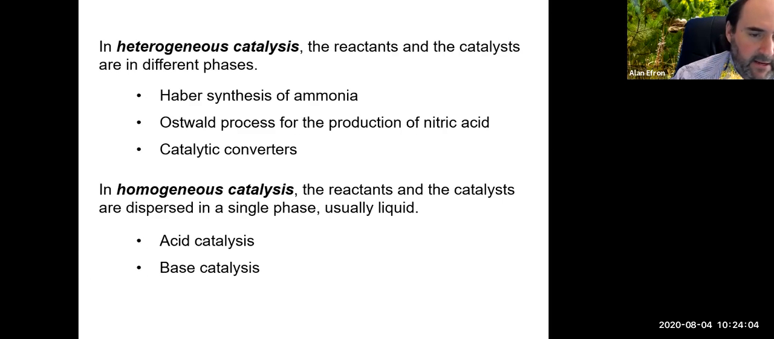For example, ones are what are referred to as heterogeneous catalysts. And heterogeneous catalysts are catalysts that are in different phases. So heterogeneous, like heterogeneous mixture, means we see different layers. In a heterogeneous catalyst, the catalyst and the reactants are in different phases.